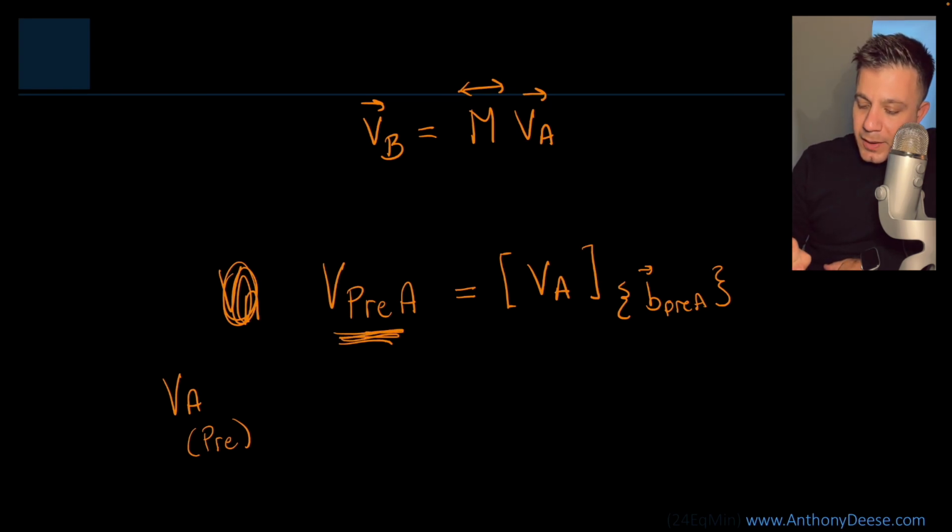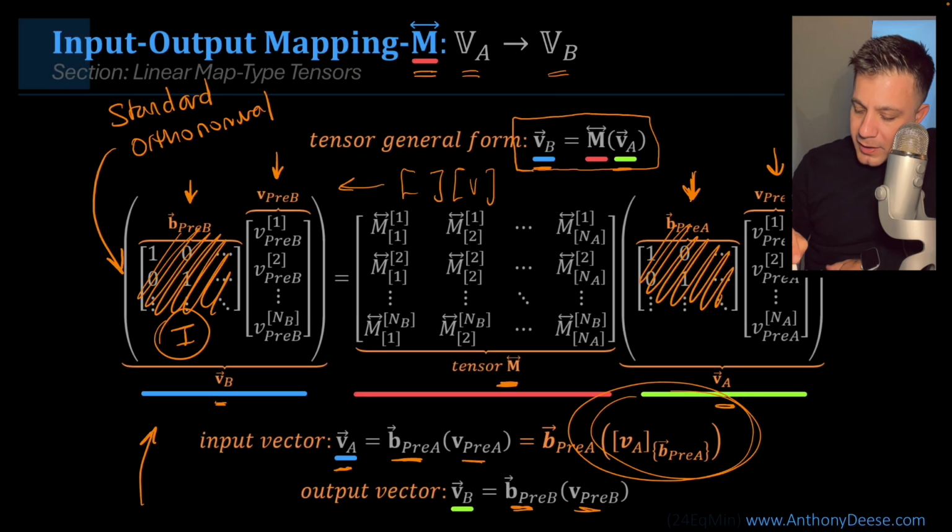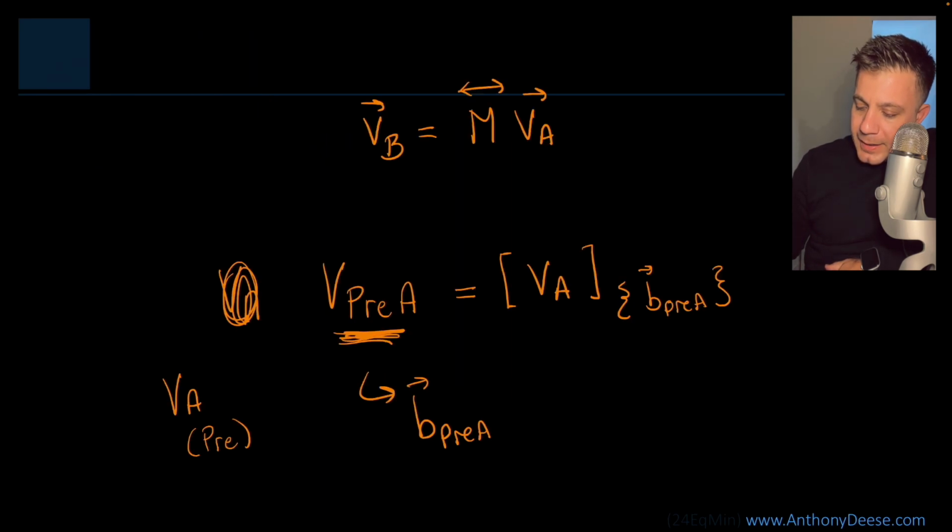So whereas we kind of assumed that V sub pre A is associated with the basis B pre A, as shown right here, we can explicitly show that using this subscript. And when we get into more complicated tensors where we have tons of different coordinate arrays and tons of different basis sets, this can make it a little bit easier to define the coordinate arrays, so we don't have to constantly remember what is what. Okay.